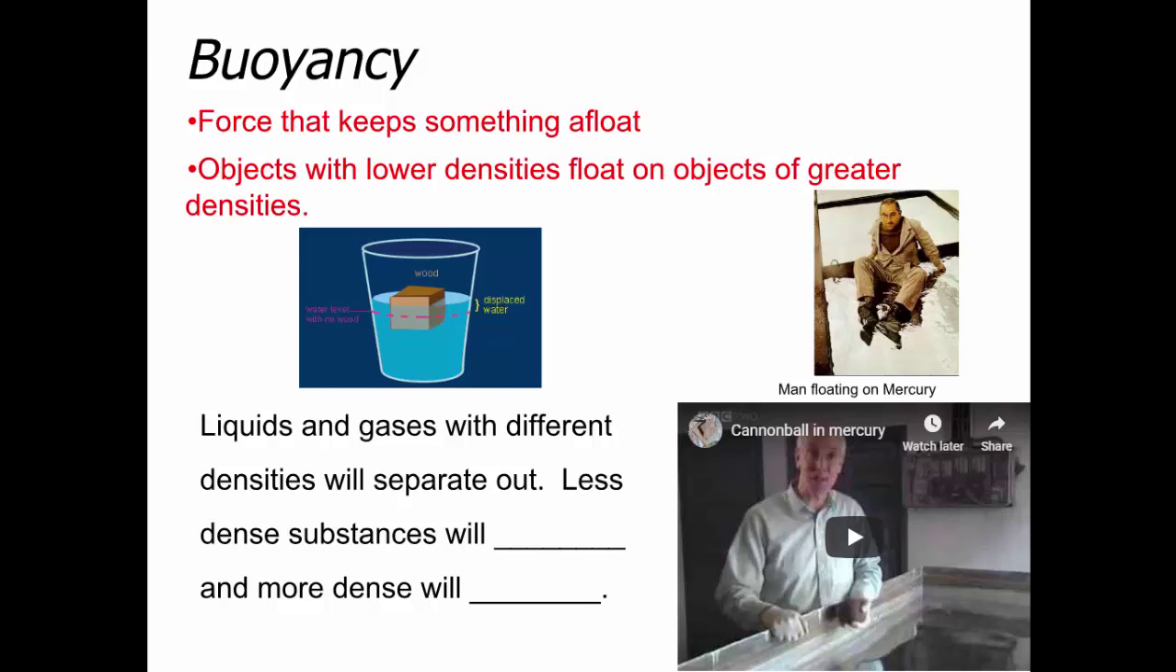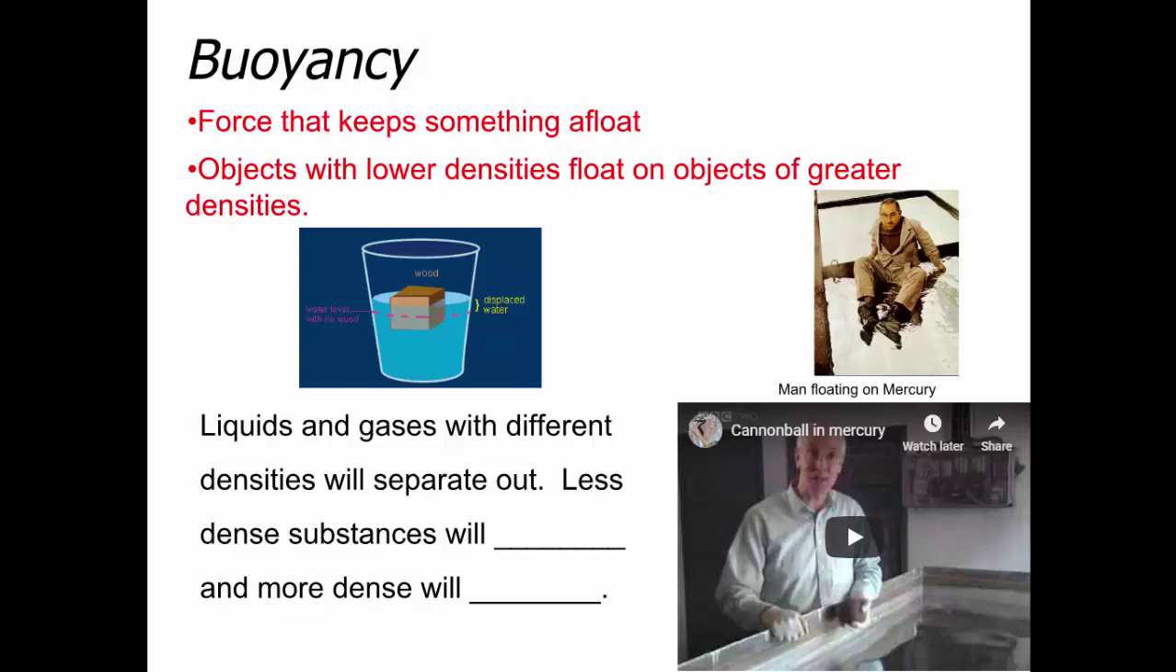Colin? 0.9. Why do you say that? Because the reason I said 0.9 is because it floats, but I would say about 90% of it's submerged. Okay. So this is what I was hoping you would arrive at. So we know it's definitely less than what? Water. And the density of water is 1. So we know it's got to be less than 1.